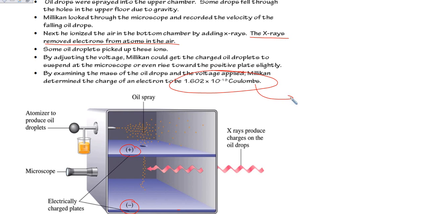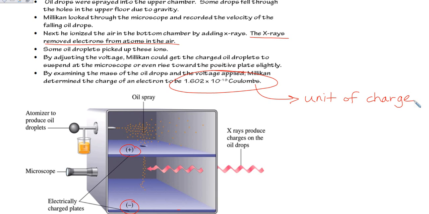A coulomb is just a unit of charge. We'll look at coulombs again at the end of the year when we talk about some electrochem. Just a unit of charge. Now, some oil droplets maybe had 2 electrons, 3 electrons, 4 electrons. And so he could figure out, by looking at how much he needed to adjust the voltage to make these little oil droplets rise and fall between the positive and negative plates, that the charge was always a multiple of this 1.6 times 10 to the negative 19th coulombs.